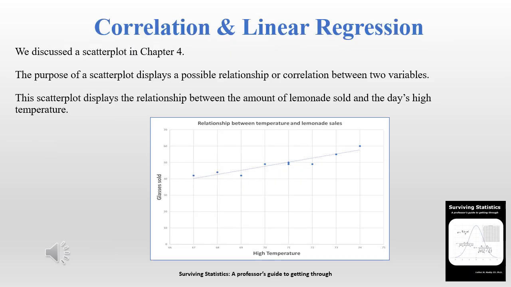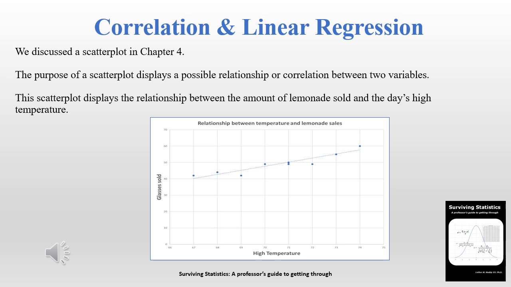We began the discussion of correlation way back in Chapter 4 when we talked about a scatter plot. The scatter plot that you see on the screen is the same one we introduced in Chapter 4, and a scatter plot shows us that there might be a possible relationship between two variables. In this case, we're talking about how much lemonade we sold versus how hot the day was. And it looks like there might be some sort of a correlation.